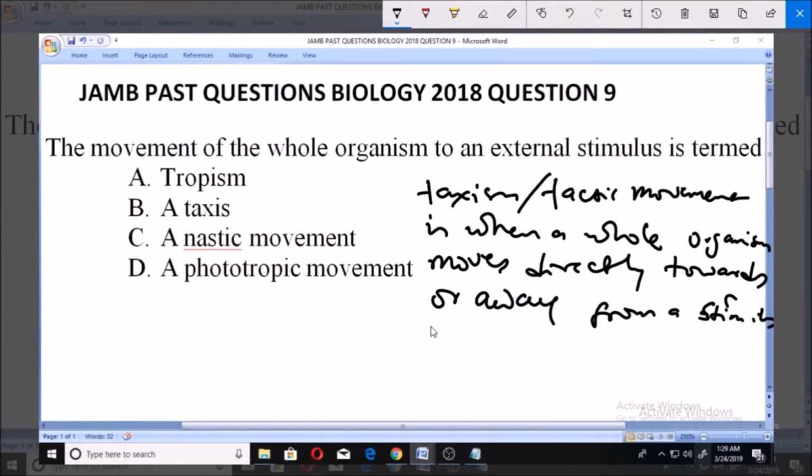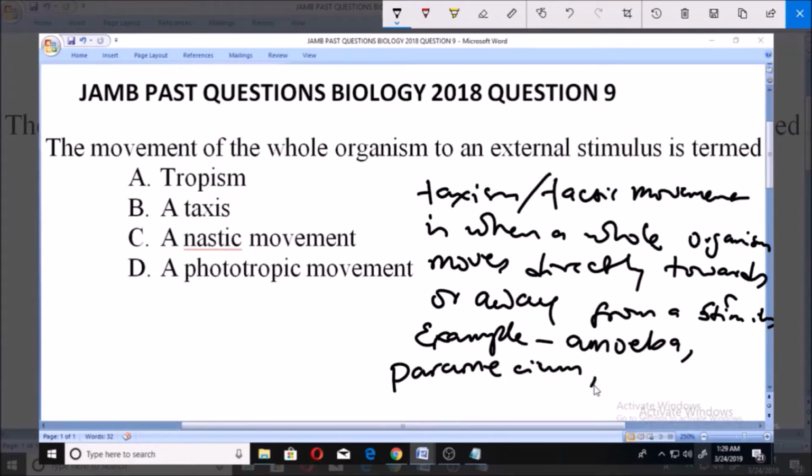The stimulus comes from a particular direction and the response of the organism is in relation to the stimulus. So where can we see taxism? An example is in amoeba, these small microorganisms, when they want to respond, the whole of their body moves, unlike human beings where parts of the body move. We also have it in Paramecium and in earthworm. So these are where we can see these taxic movements.